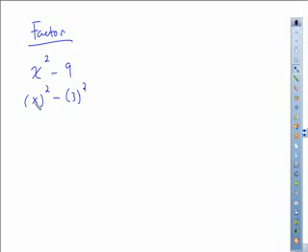Once you figure out what these are, there's a special pattern for difference of squares. You're going to have an x plus 3, and then an x minus 3. Wherever these are, you're going to have a plus and a minus, and then just plug these in to both parentheses. Okay, let's try another one real quick.